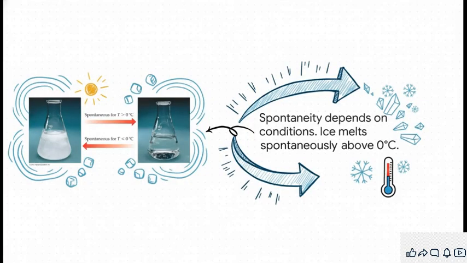But here's where it gets really interesting. That one-way street I mentioned, turns out the direction isn't always set in stone. It can actually flip depending on the environment. Just think about ice. Above 0 degrees Celsius, ice spontaneously melts into water, no question. But if you drop the temperature below 0, the spontaneous direction completely reverses. Now water will spontaneously freeze into ice. This tells us that conditions like temperature are absolutely crucial.